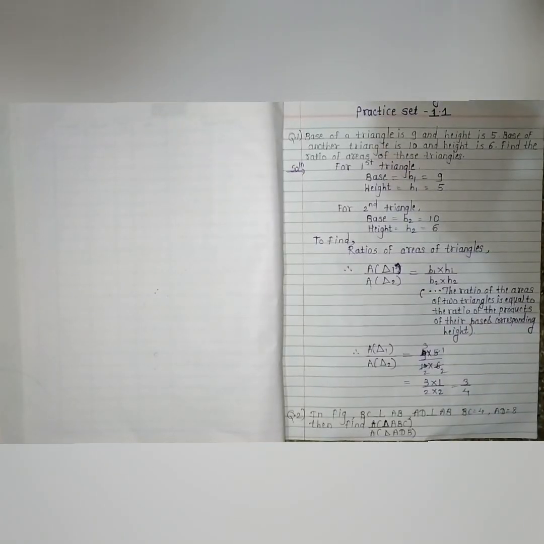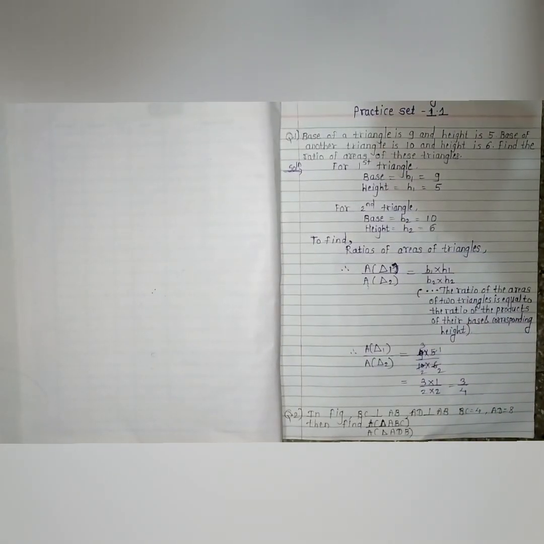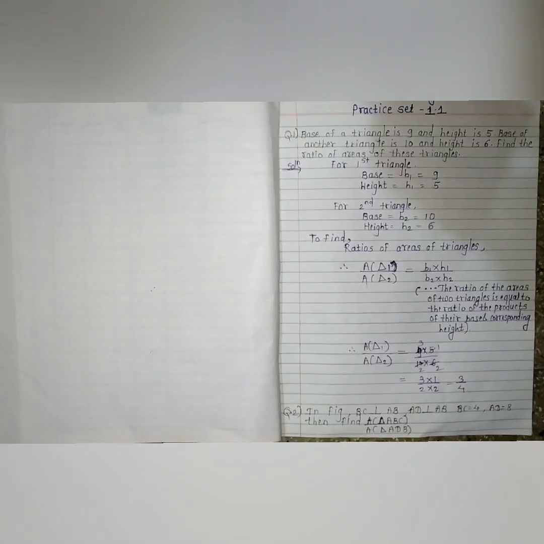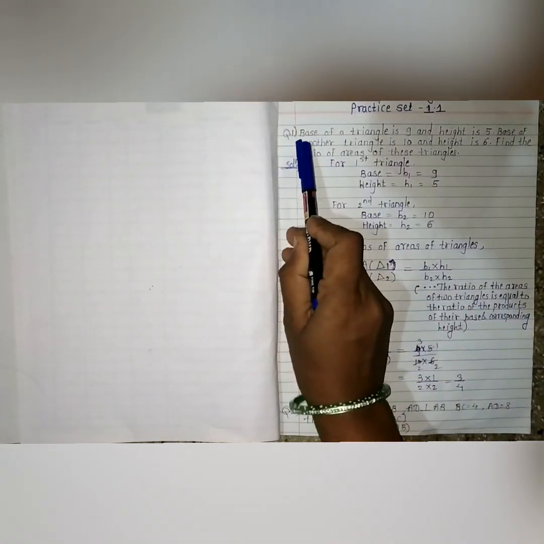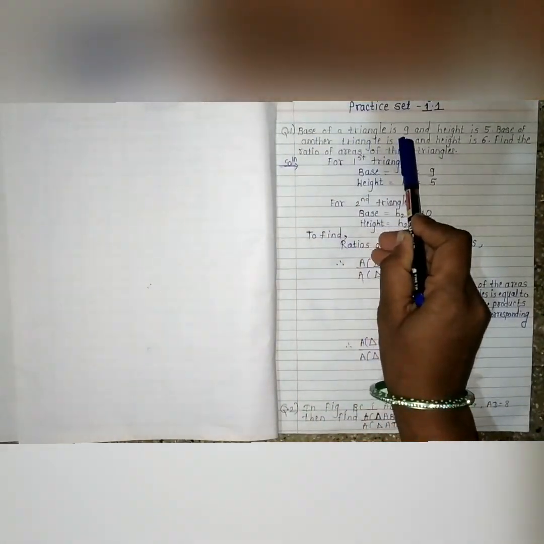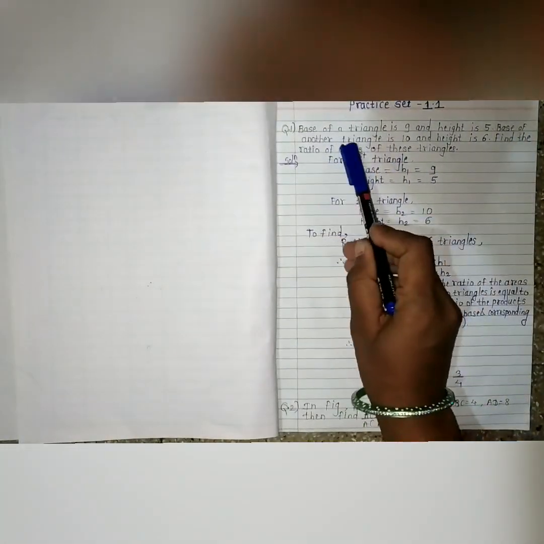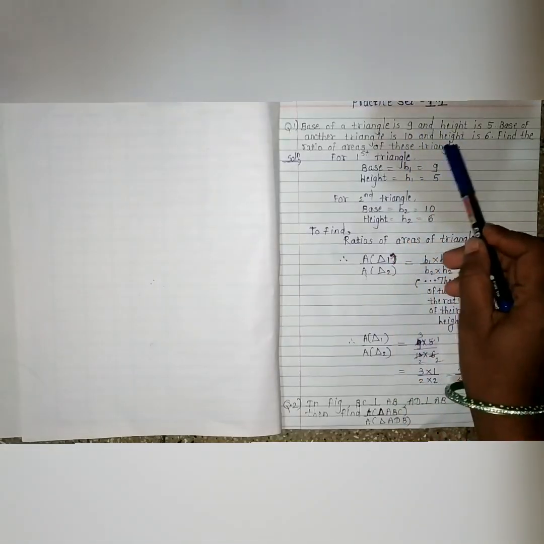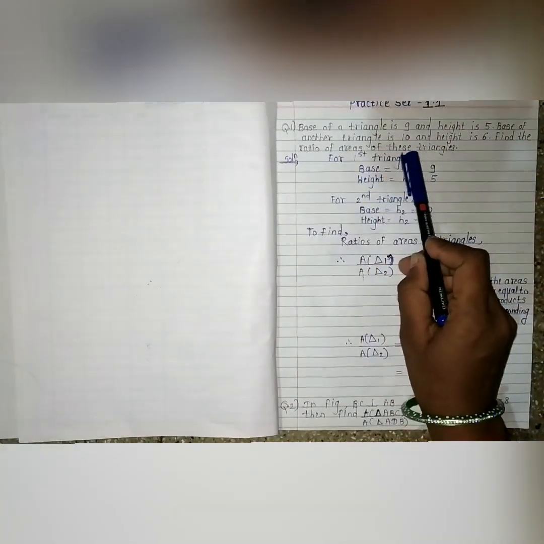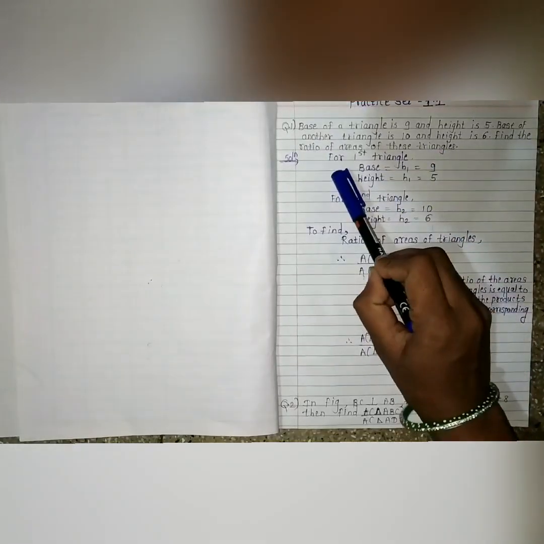Today we start practice set 1.1 on lesson number 1, Similarity. Question number 1: the base of a triangle is 9 and its height is 5. The base of another triangle is 10 and its height is 6. Find the ratio of the areas of these triangles.